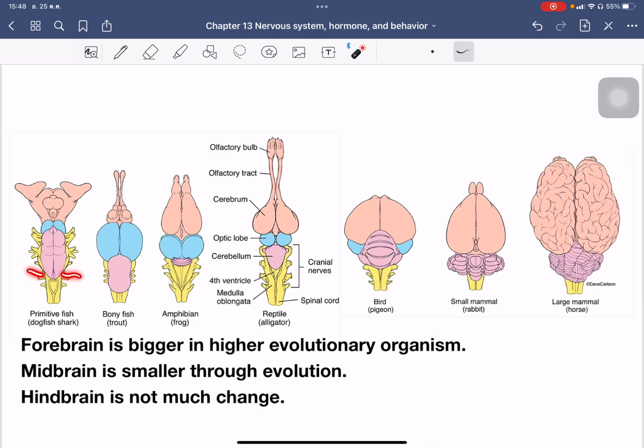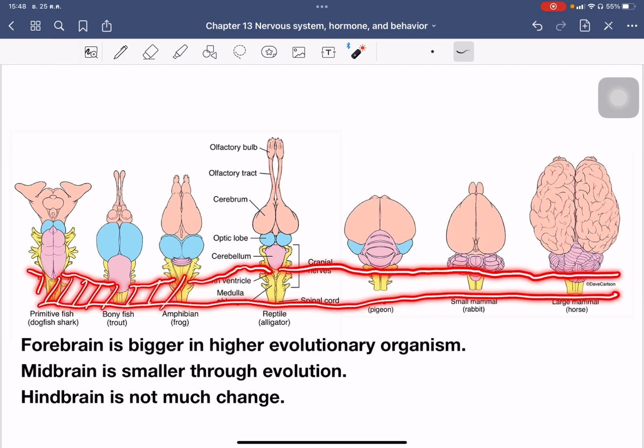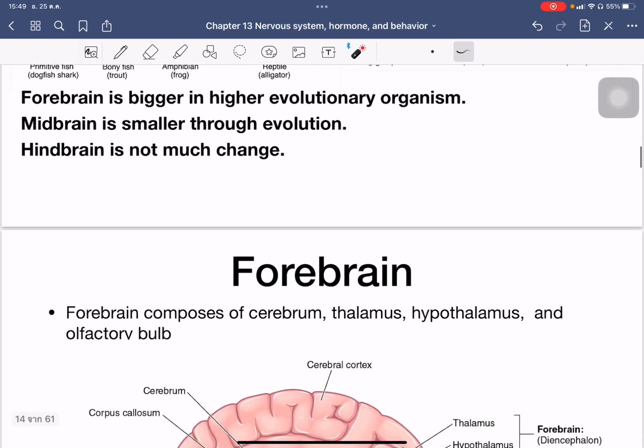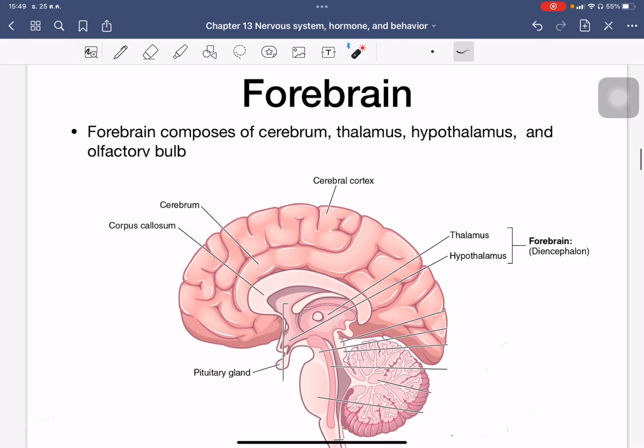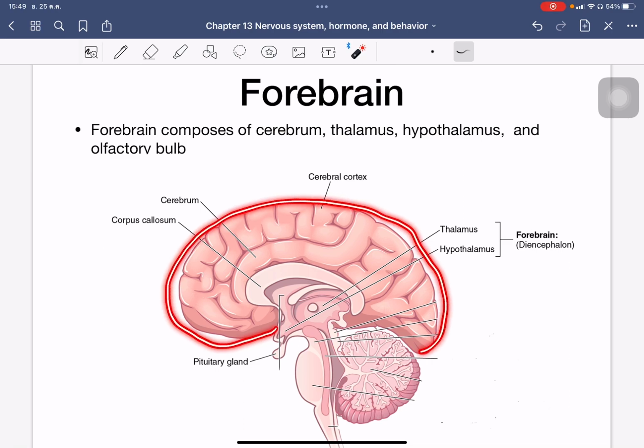This yellow area here, in this area, it does not change much. Okay, and the forebrain is composed of many different parts, including the cerebrum, the thalamus, the hypothalamus, and even the olfactory bulb. So this area here is the big cerebrum, so it's quite large.